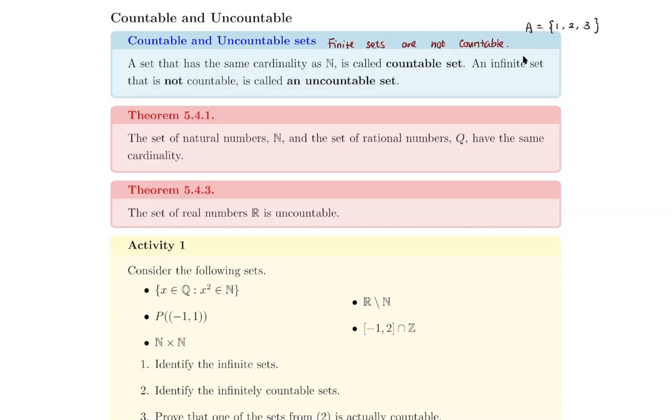Okay, so since we have countable sets, we also have uncountable sets. And the definition is the following. An infinite set that is not countable is called an uncountable set.